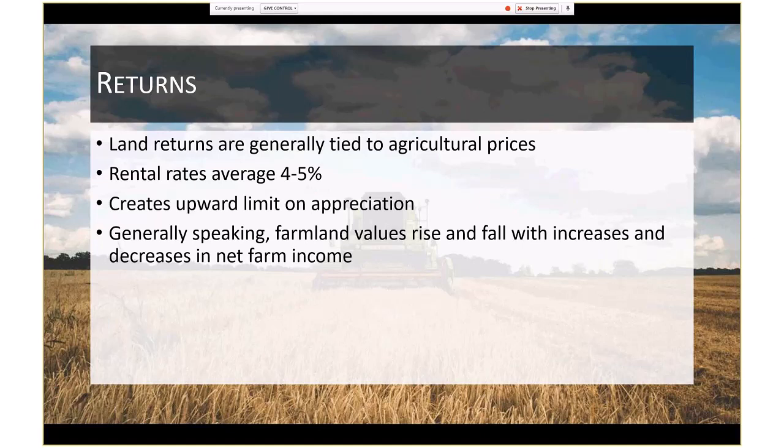But this also creates an upward limit on appreciation of land, because without increases in net farm income, we're typically not increasing the rental rate. So there's kind of a general cap without outside market dynamics playing in. And like I said, farmland values will rise and fall, trailing, with net farm income. Generally, I would say that 4 to 5% is pretty consistent for a cash return standpoint for direct ownership in agricultural land.